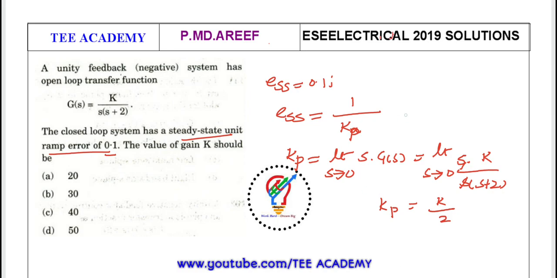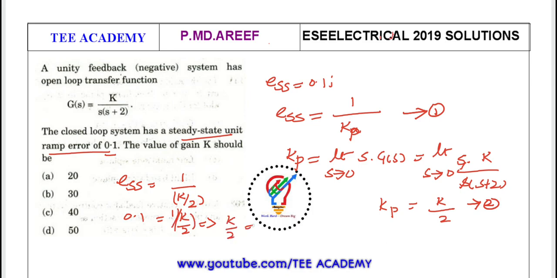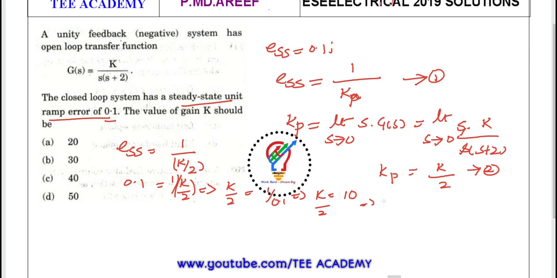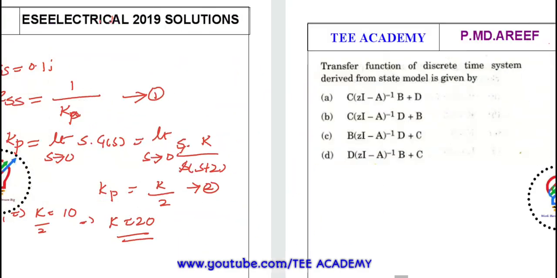Now we substitute here. Let me take this as equation number 1 and equation number 2. Now if we substitute equation 2 in equation 1, ESS is equal to 1 by k by 2. ESS value is already known, 0.1 is equal to 1 by k by 2. Now k by 2 is equal to 1 by 0.1, that implies k by 2 is equal to 10, that implies k is equal to 20. The right answer for this question is A, the right option here. Okay, we'll move to the next question.